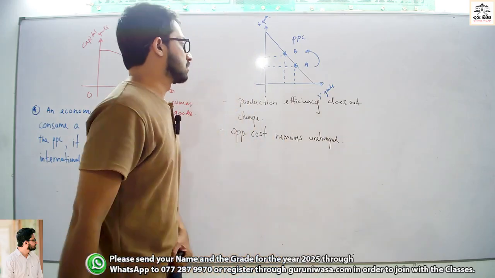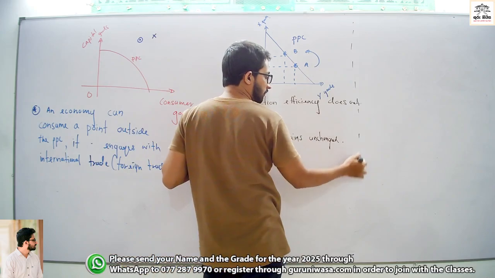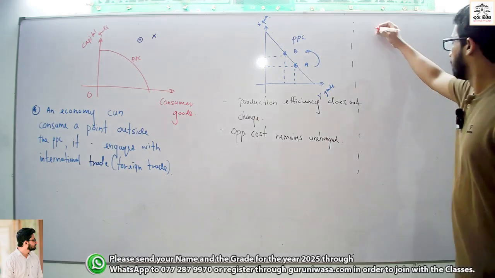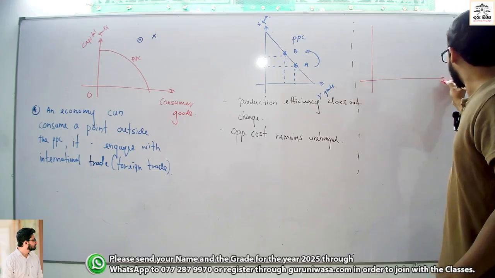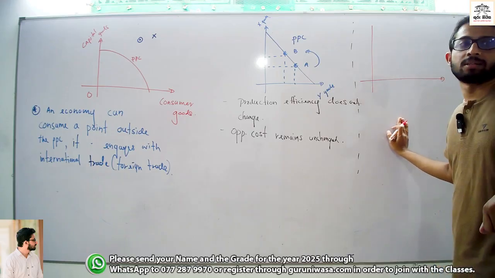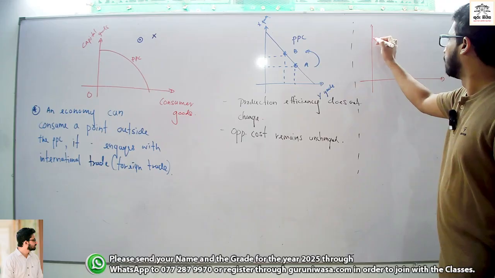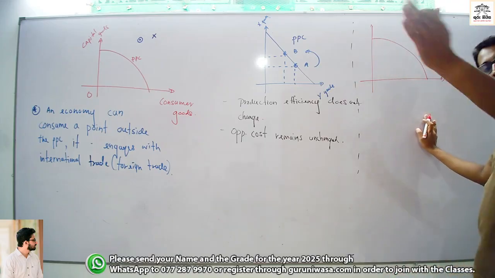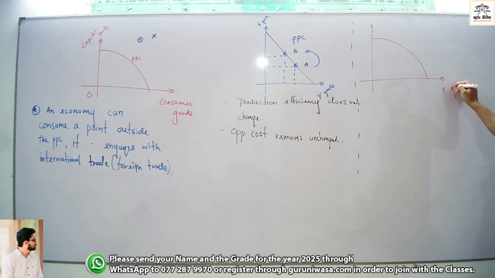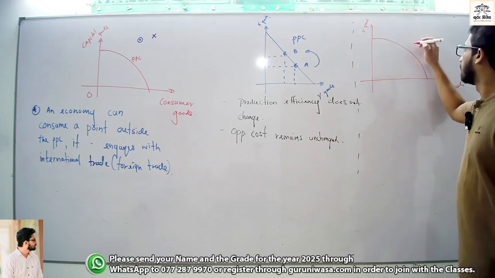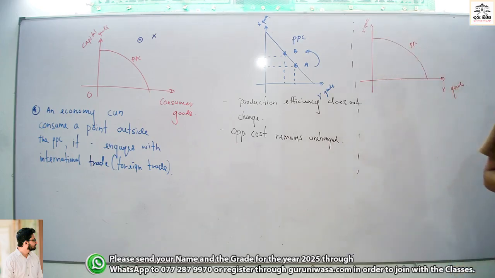Remains unchanged. So that's why the first answer is correct. The fifth one is also correct, because if this PPC under consideration is concave to the origin, since the question has not specifically mentioned what kind of PPC curve it is. So if the PPC curve is concave to the origin, with X goods and Y goods, what happens?